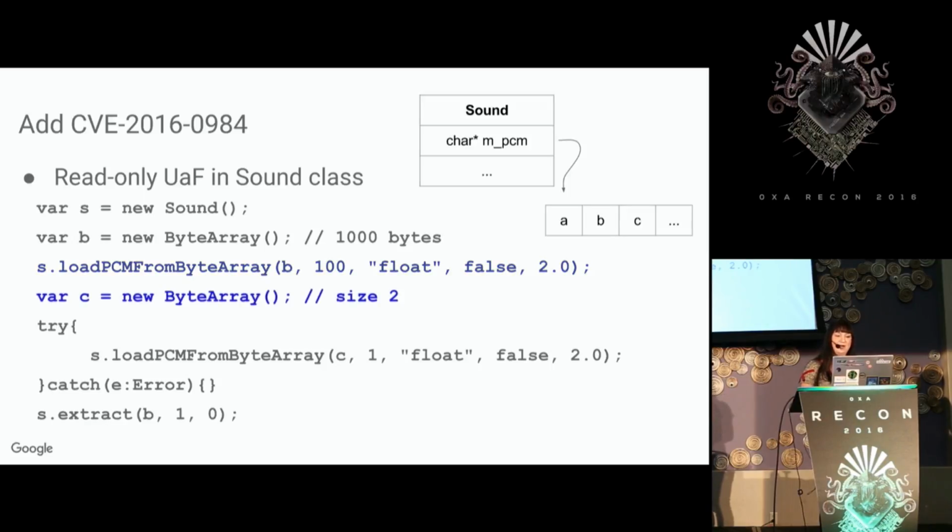So then you create a new byte array, and this one is size 2. And you call this function again, and it deletes the array, and then it tries to read out of the byte array, except there isn't even enough data for a float there. It's only 2 bytes, so this throws an exception, which you can then catch. And this pointer is now dangling, and you then use this pointer into memory using the extract function. So this is a fairly good info leak.